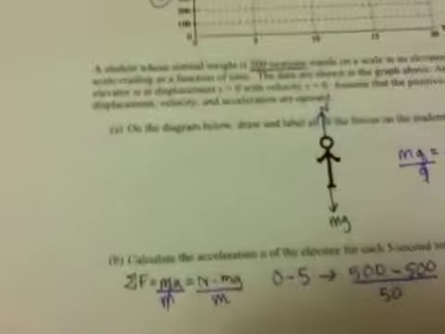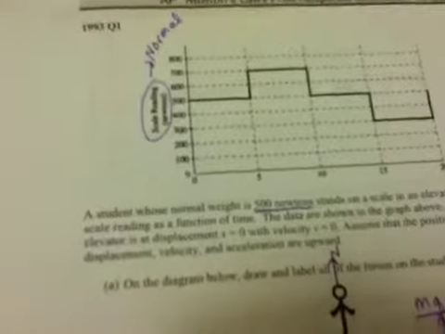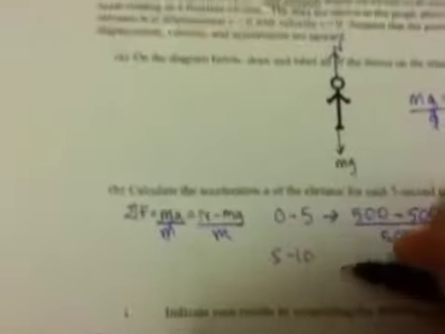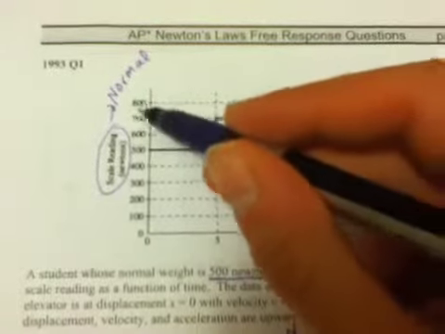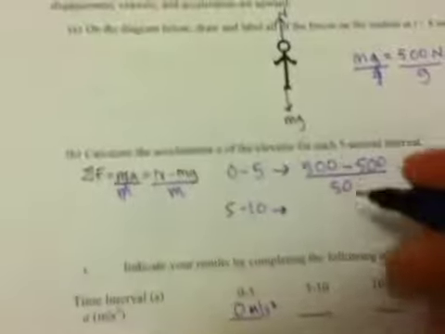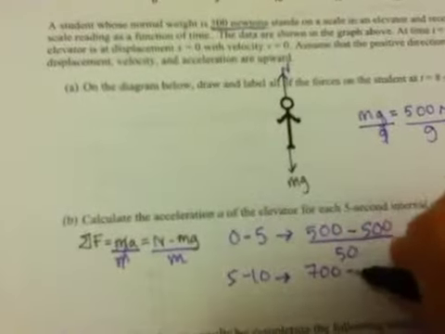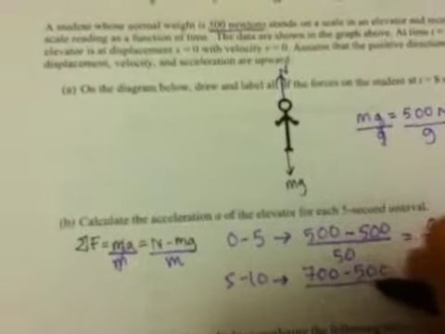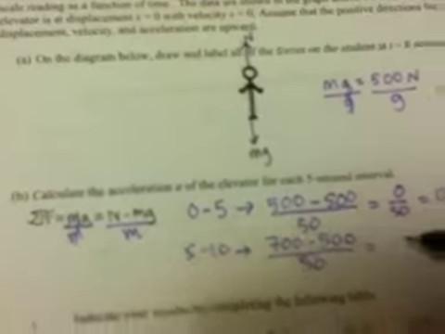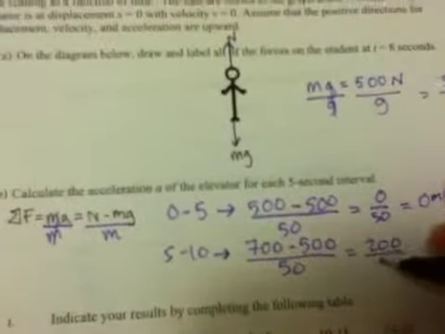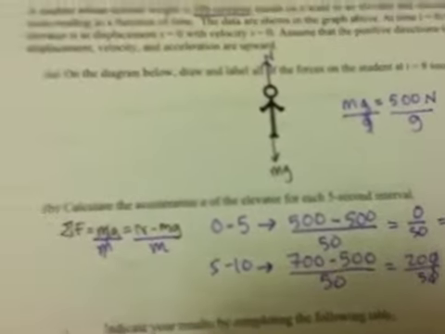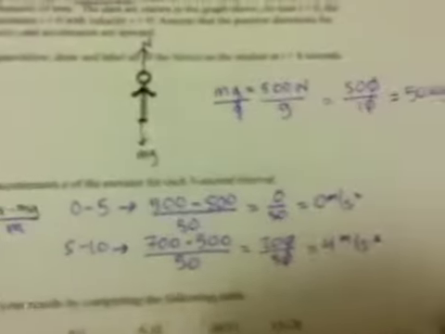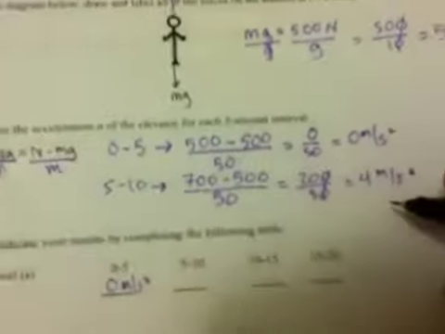All right, now let's look at the next one. Let's look at the next interval, which is from 5 to 10 seconds. And we see that from 5 to 10 seconds, we have got this normal force of 700. So we're going to go ahead and say 700 minus 500 divided by 50. And so that means we get this 200 divided by 50, cross out our zeros, is going to be 4 meters per second squared. All right, and so I'm running out of room because I'm writing really big, but we can just come down here and continue our work.